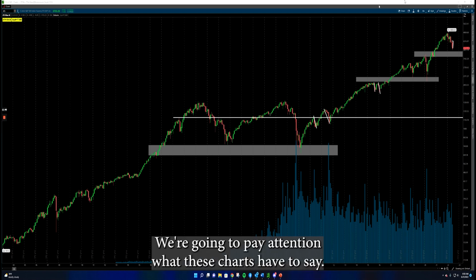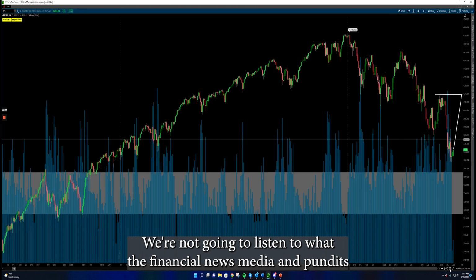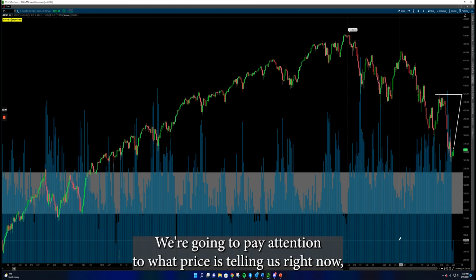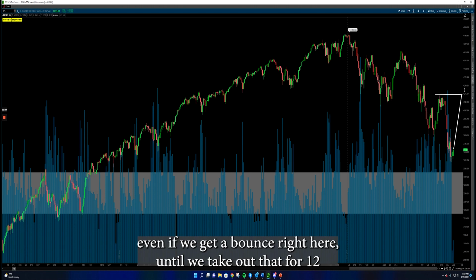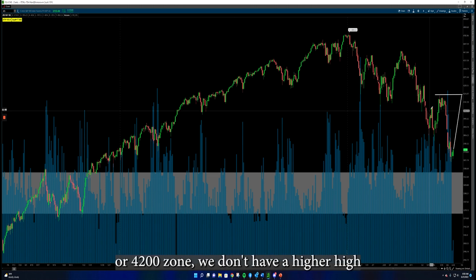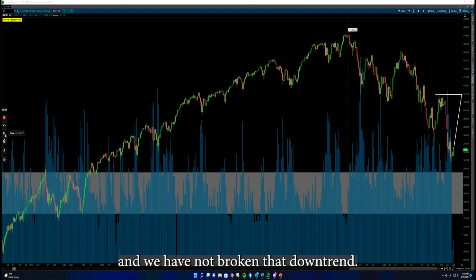Bottom line, we're going to pay attention to what these charts have to say. We're not going to listen to what the financial news media and pundits have to say. We're going to pay attention to what price is telling us. And right now, even if we get a bounce right here, until we take out that 412 or 4200 zone, we don't have a higher high, and we have not broken that downtrend.